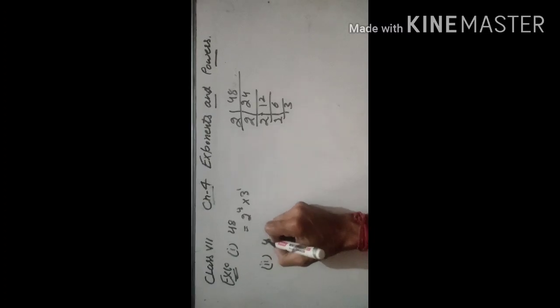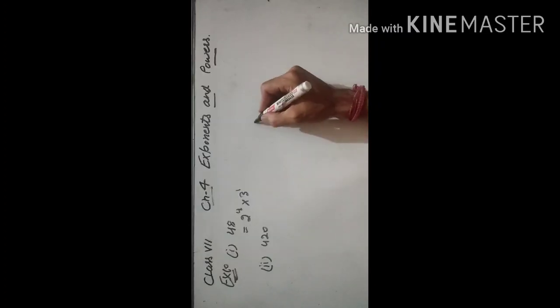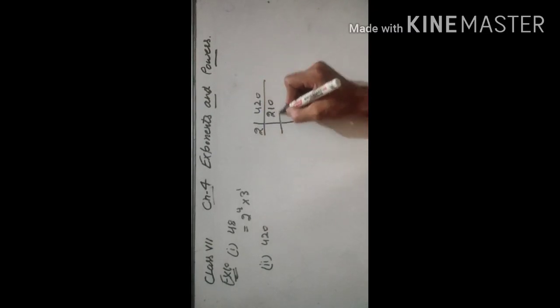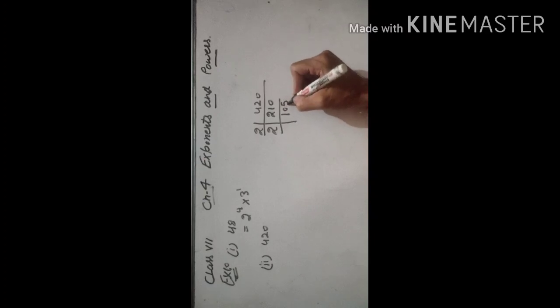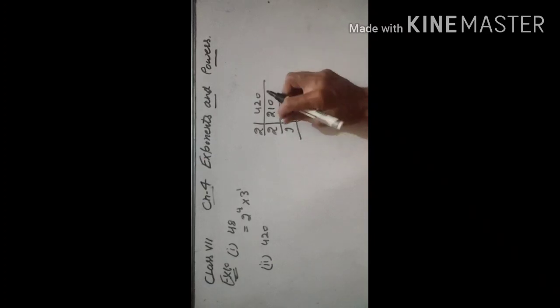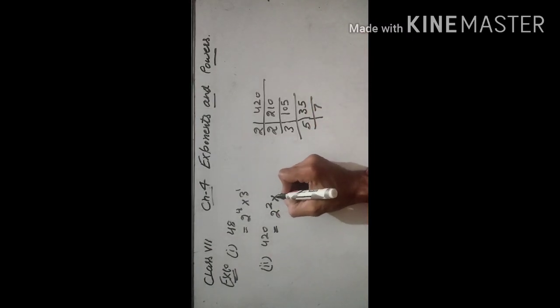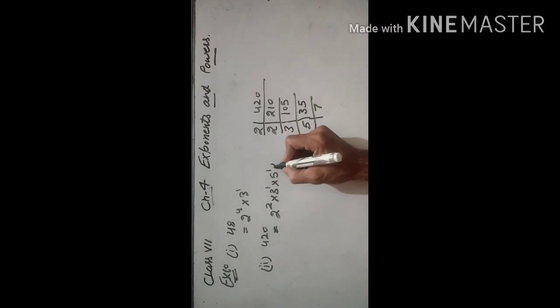Second part is 420. Now prime factors of 420: 3 3s are 9, 3 5s are 15, 5 7s are 35. So 2 to the power 2 into 3 to the power 1 into 5 to the power 1 into 7 to the power 1.